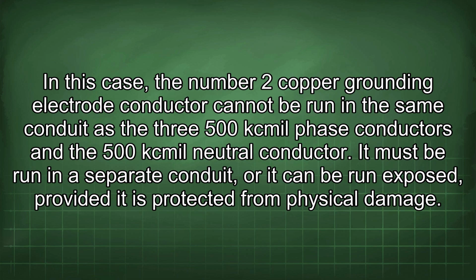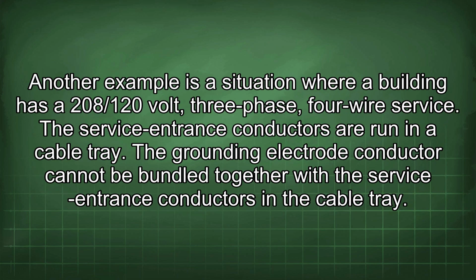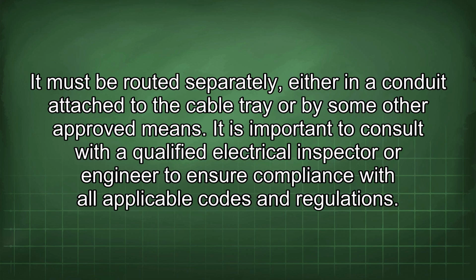It must be run in a separate conduit, or it can be run exposed, provided it is protected from physical damage. Another example is a situation where a building has a 208/120 volt, 3-phase, 4-wire service. The service entrance conductors are run in a cable tray. The grounding electrode conductor cannot be bundled together with the service entrance conductors in the cable tray. It must be routed separately, either in a conduit attached to the cable tray or by some other approved means.